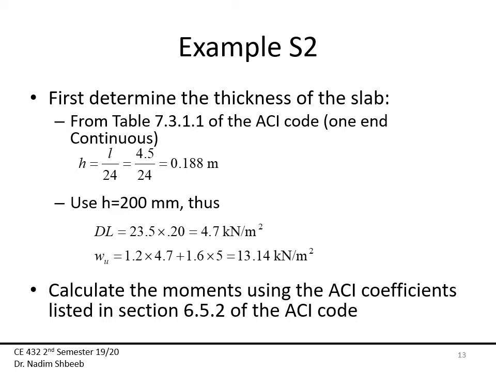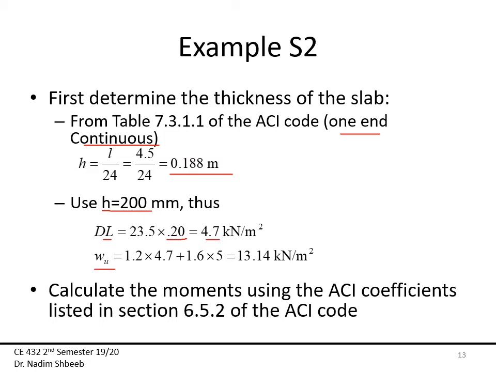So again, first I'm going to start off with finding out what the minimum thickness is for my slab. Here I'm using the one end continuous, which is L over 24, 4.5 divided by 24. So I will be needing at least 180 millimeters. So I'm going to use h equal to 200 millimeters. Based on that, I can calculate now the dead load. That's going to be 23.5 times 0.2, which is going to be 4.7 kilonewton per meter square.